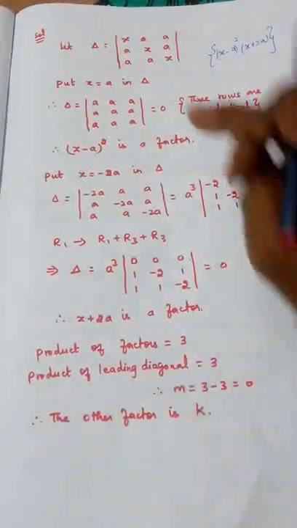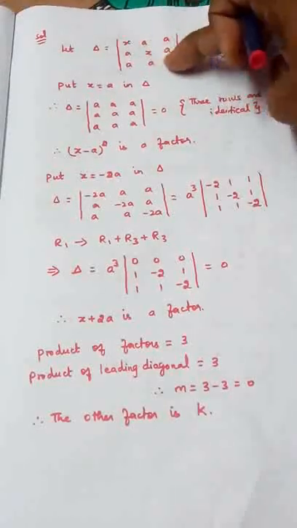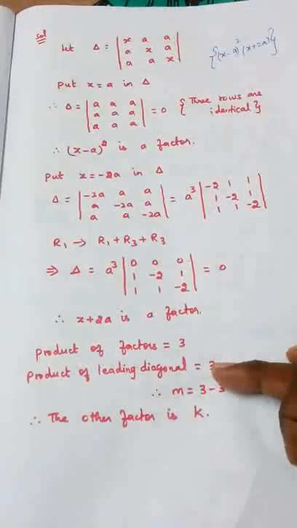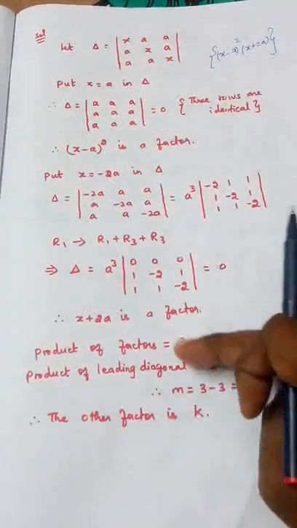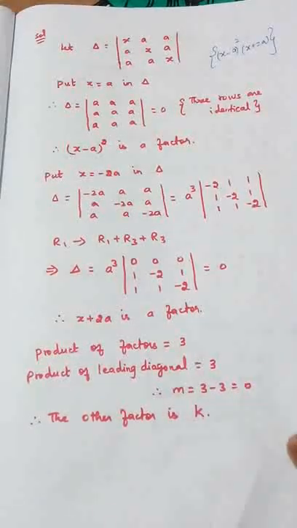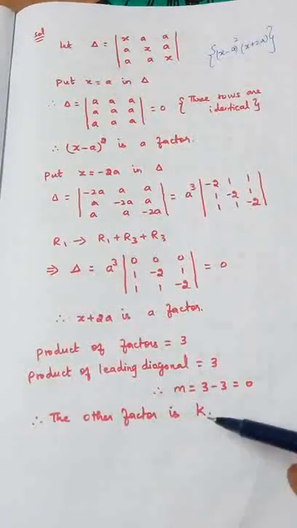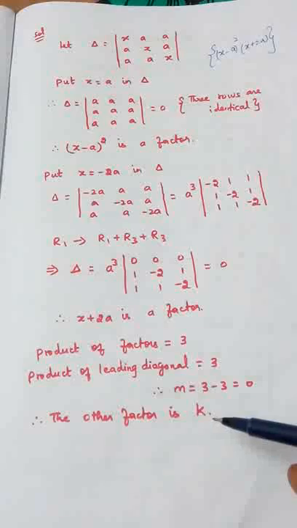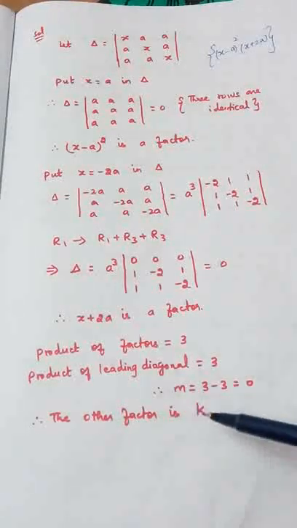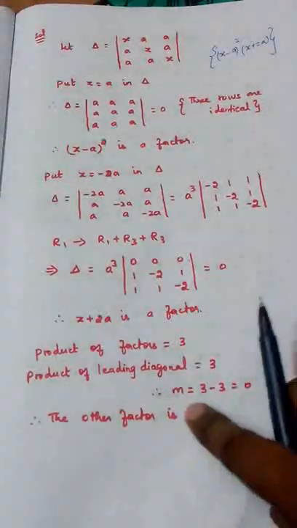Product of leading diagonal means where we have to check from the determinant. Only take the leading diagonal elements. Add the powers 1, 1, 1. So 3. And m is nothing but the difference between these two. When I subtract these two, the answer is 0. If m is 0, what is the other factor? The other factor is k. Yes or no? If m is 1, the other factor is k into a plus b plus c. Since m is 0, the other factor is k. Already we found out two factors, and now we are getting the other factor is k.